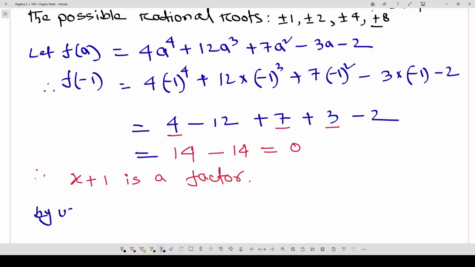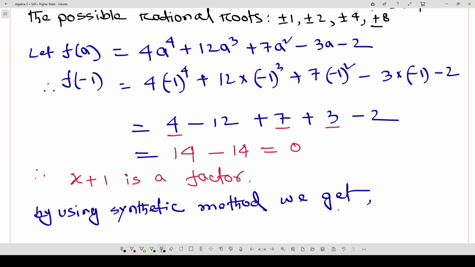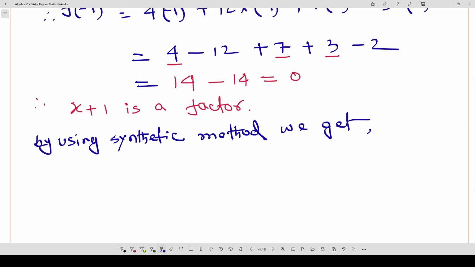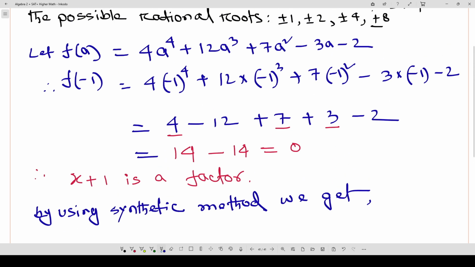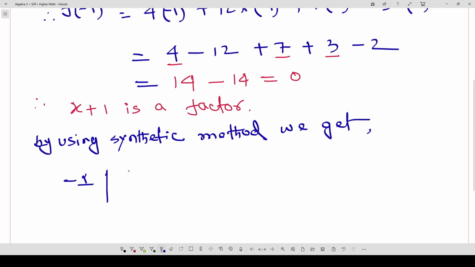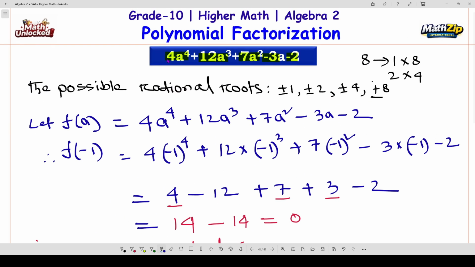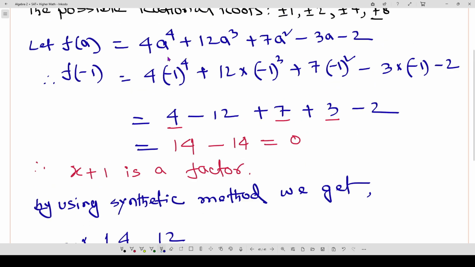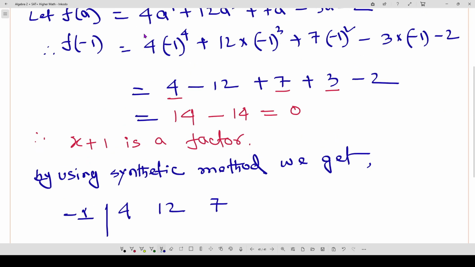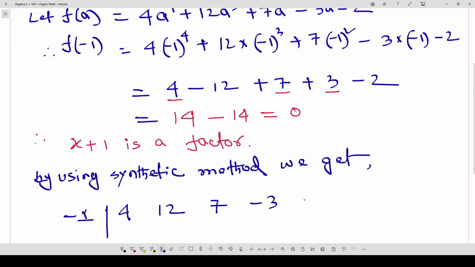Using synthetic method, we get what? So here is a minus 1, right? We get 0 by minus 1. Now we write all the coefficients of this expression. So a to the power 4, the coefficient is 4. Then a cube coefficient is 12. And then 7. Then minus 3. And then minus 2.